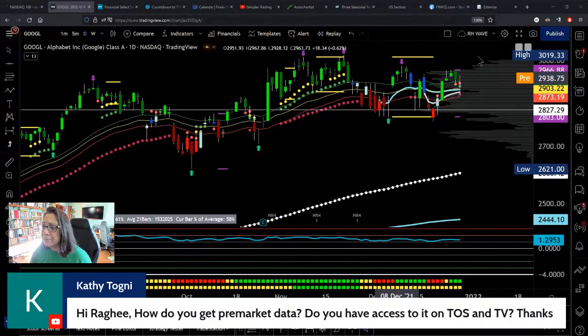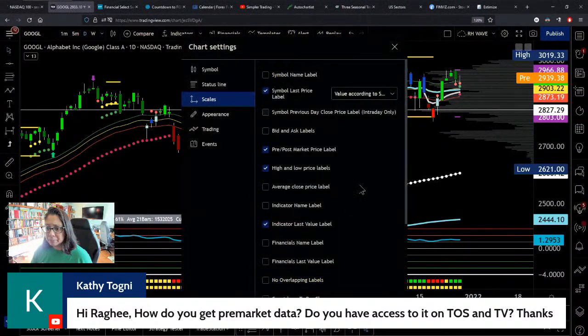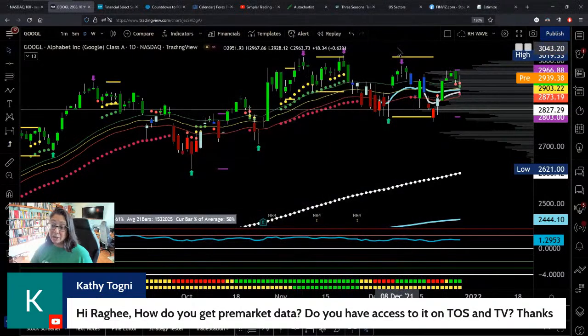And then on TradingView, if you click on the gear, I'm going to pull TradingView up because that's where I am. If you click on this little gear icon, you get this particular dialog. See how it says high and low price labels, pre and post market price labels. So I'm asking for that data. Just make sure that you're asking your platform to show it to you. So that should do it, I believe.